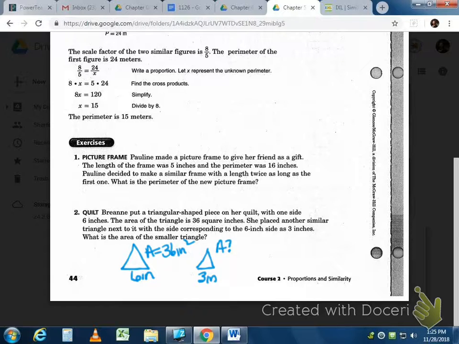So I'm going to say, are we going to go big to small or small to big? Small, big. Fraction bar, equal sign, fraction bar. Small to big. So the sides that match, what gives us the ratio, is 3 over 6.